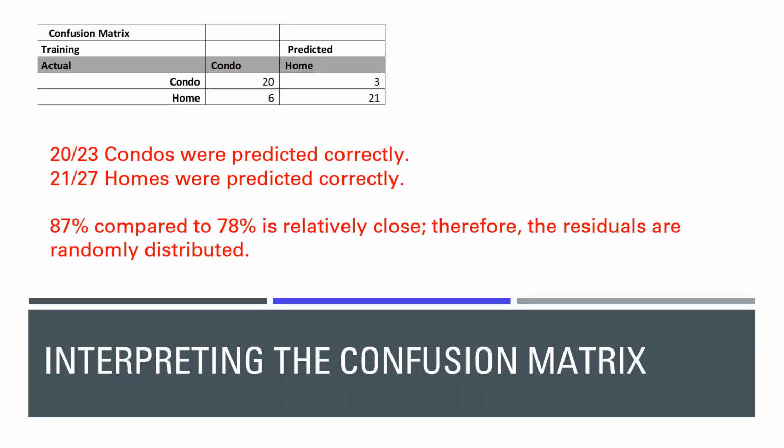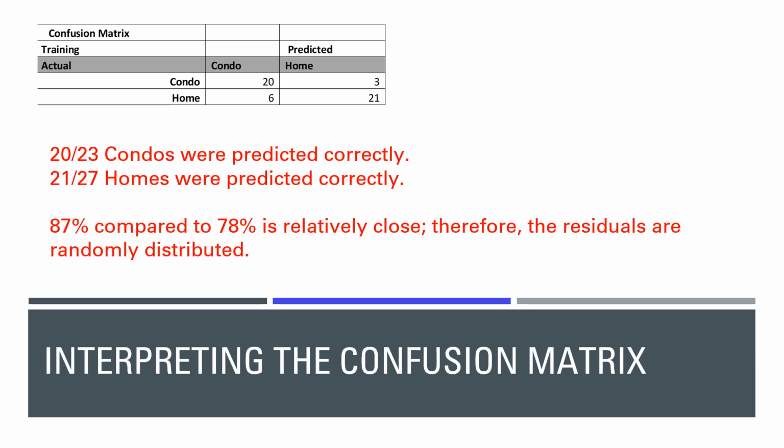Finally, when you look at a confusion matrix, remember you add across the rows to get the denominator. Then the numerator will be the number predicted correctly. So out of the condos, a total of 23 will be your denominator. 20 were predicted and actually were condo owners. Then out of the homes, your denominator is 27, of which 21 were predicted correctly.